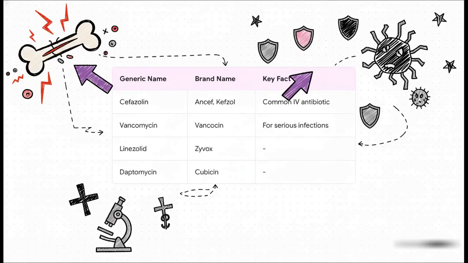So what are we using to fight that kind of infection? We're bringing out the heavy hitters. You'll definitely want to recognize these names like cefazolin and especially vancomycin. Vancomycin is a go-to for really serious infections that other antibiotics can't handle. Just being able to associate these drugs with osteomyelitis is a huge win on the test.